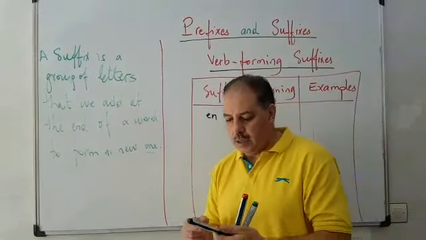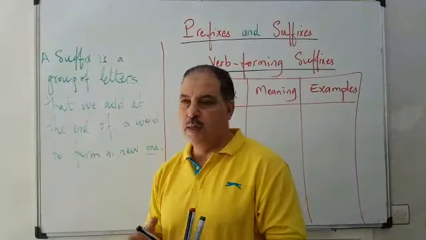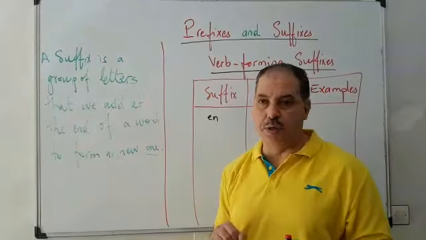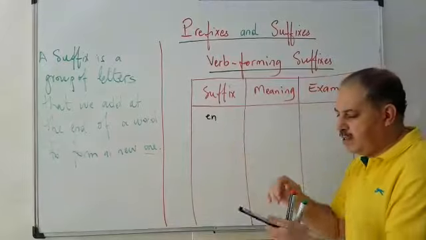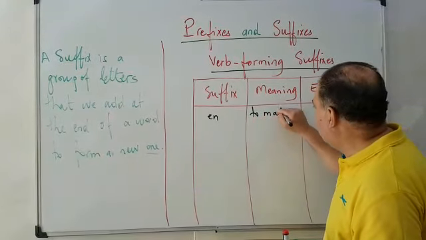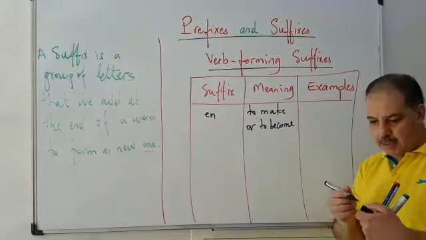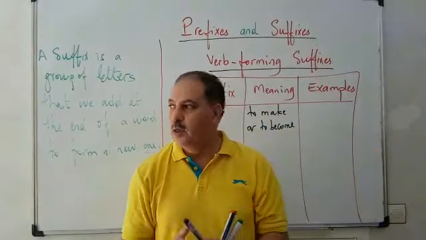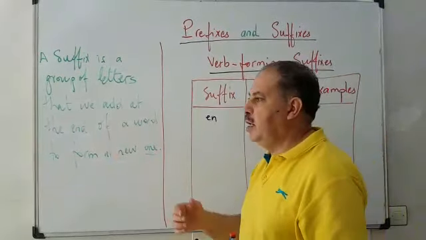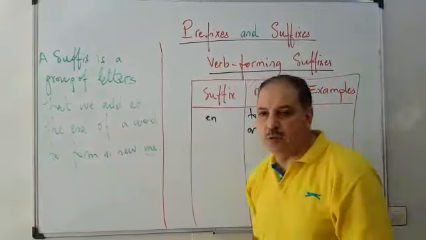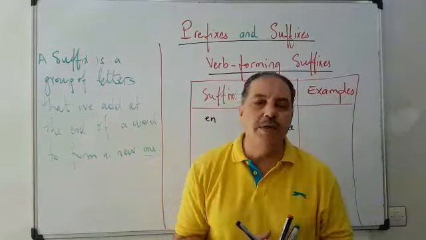So en is a suffix used to form a new verb, but it is put at the end of a word. The meaning of this en is to make or to become. It may have this meaning, to make or to become something new, or to add to something, to have a new situation. Let's think about some of these verbs that have en at the end.